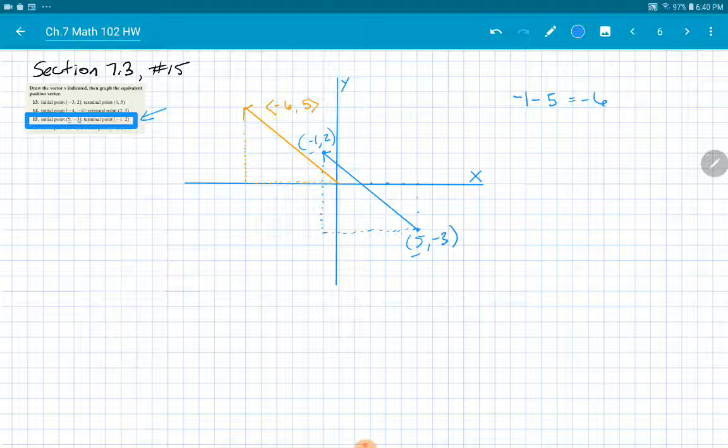And my vertical component, let's see, I'll do horizontal component equals that. And then the vertical component ends at 2 and starts at -3. So 2 minus a -3 gives me 2 plus 3, which is 5. So that gives me that position vector of -6, 5.